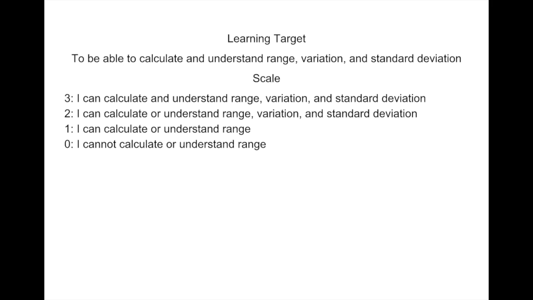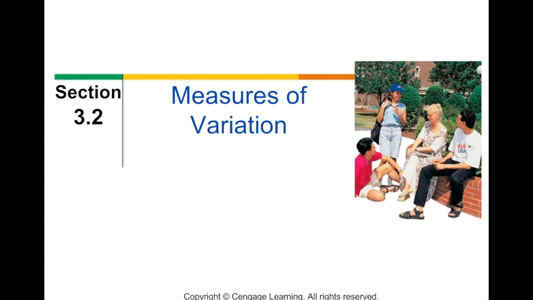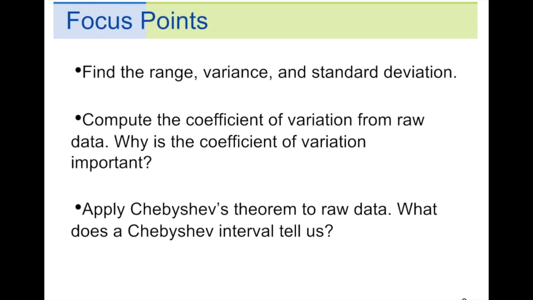Let's get started. Section 3.2, Measures of Variation. The focus points for this lesson are: find the range, variance, and standard deviation; compute the coefficient of variation from raw data, and why is it important; and apply Chebyshev's theorem to raw data, and what does a Chebyshev interval tell us?